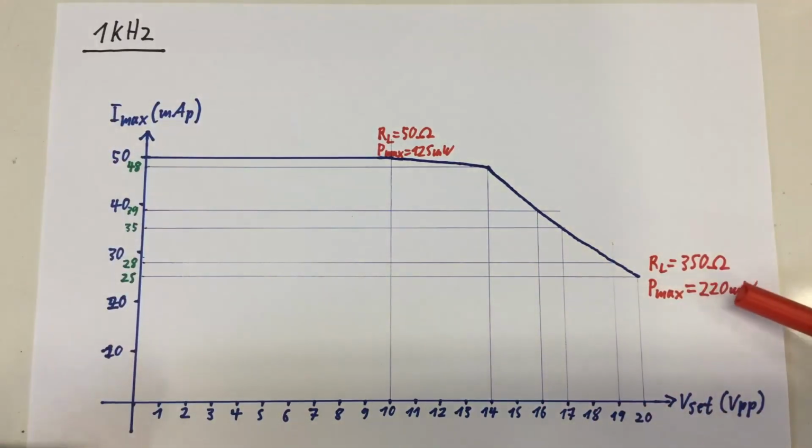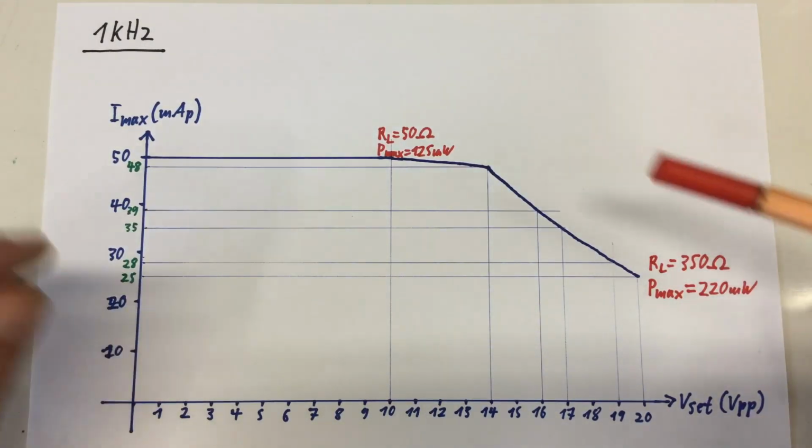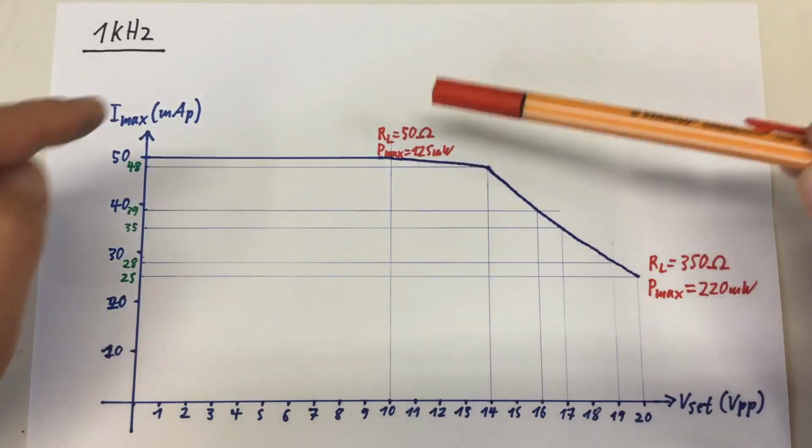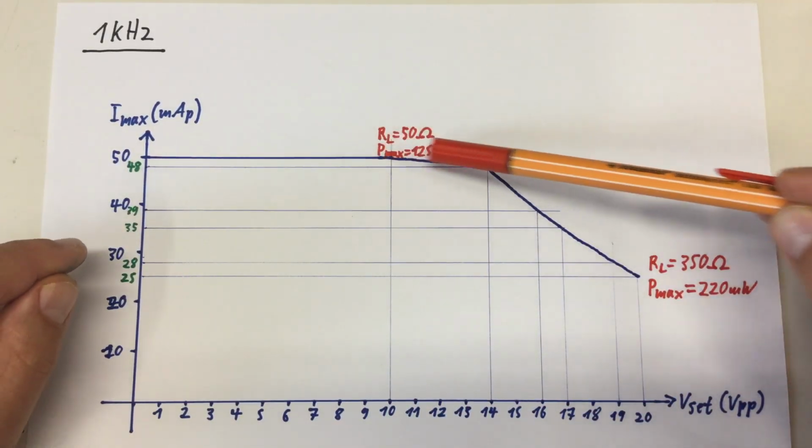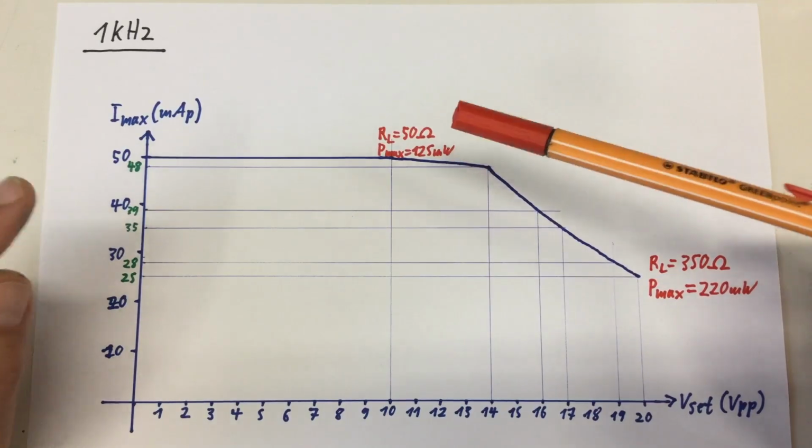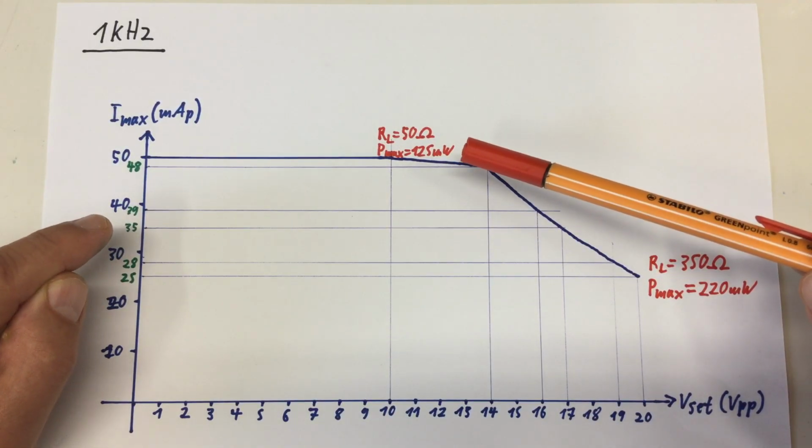And yeah, that gives you an output power of about 220 milliwatts. And here at 10 volts with a 50 ohm load, you get an output power of about 125 milliwatts.